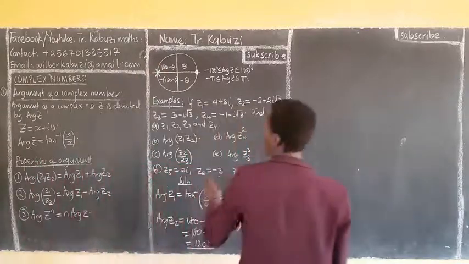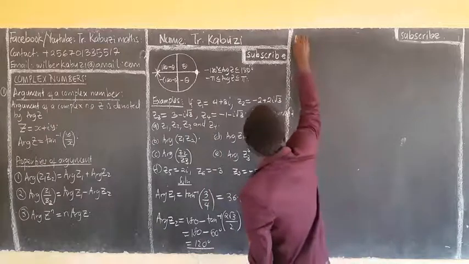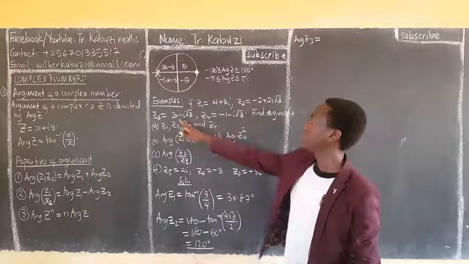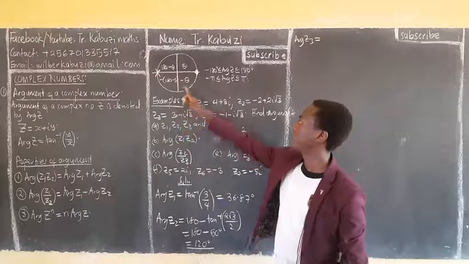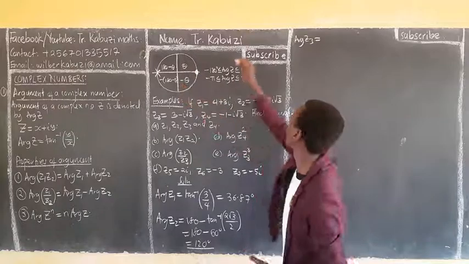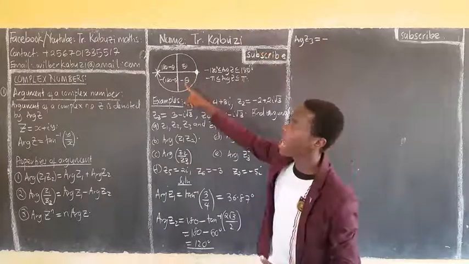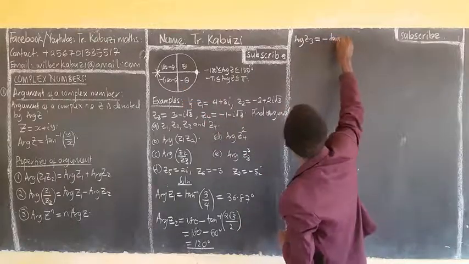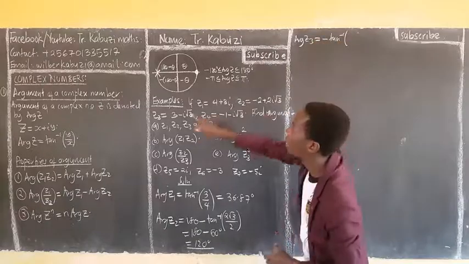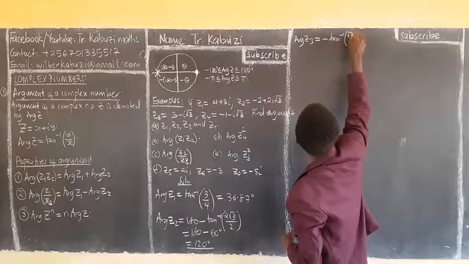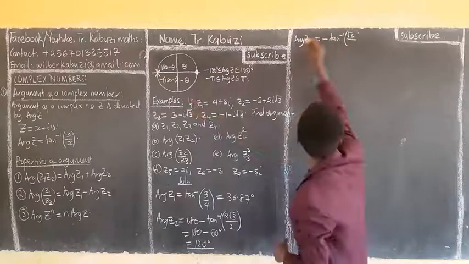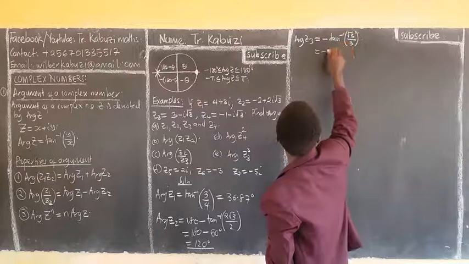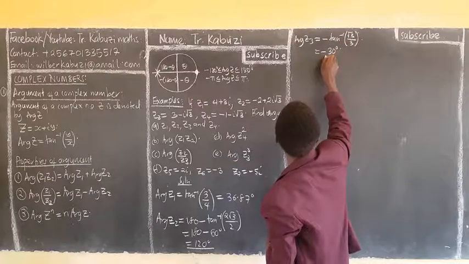When I come now to the argument of z3, you first check the quadrant. For z3, the real part is positive and the imaginary part is negative, so it's in the fourth quadrant. So it's going to be the negative of the true angle. The true angle, ignoring the signs after identifying the quadrant, is tan inverse of the imaginary, root 3, over the real, which will give us a negative angle. This one I think is going to give you 30 degrees.